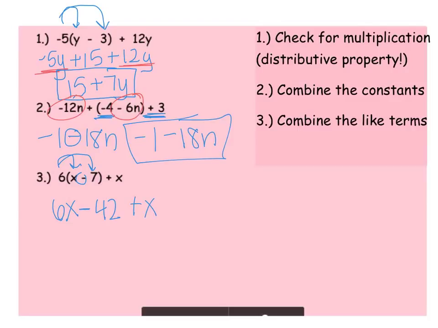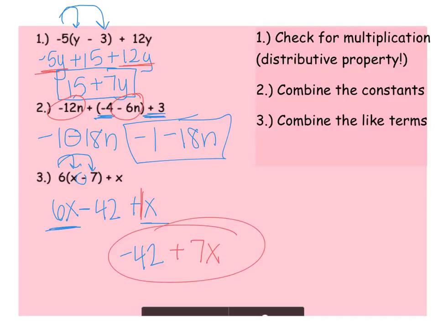Now, step 2, combine the constants. There's only one constant in this problem. It's negative 42. Step 3 is combine the like terms. So 6x and, oh, how many x's is this right here? It doesn't have a number in front of it. It doesn't have a coefficient. In that case, I add in the coefficient of 1. This is 6x and 1x. I combine those together to get positive 7x. So my simplified expression is negative 42 plus 7x.